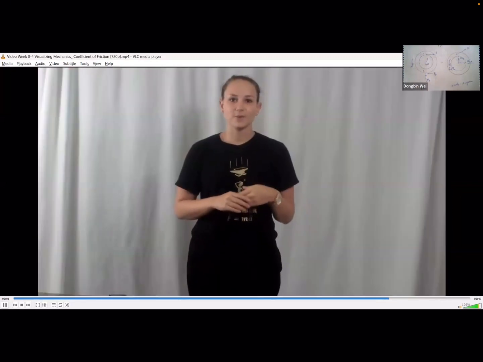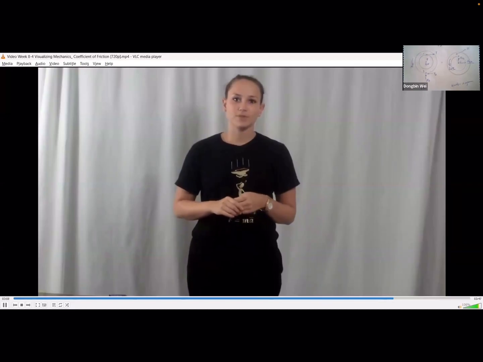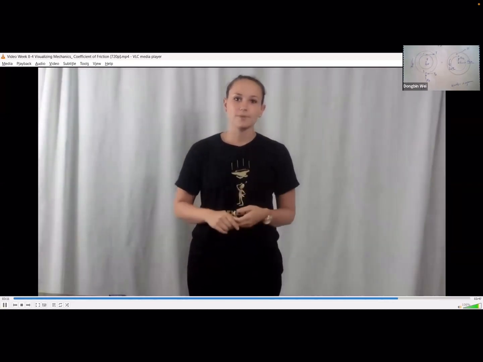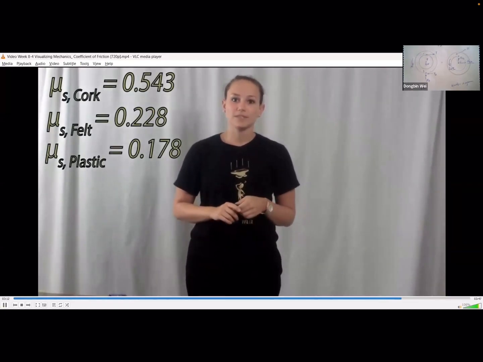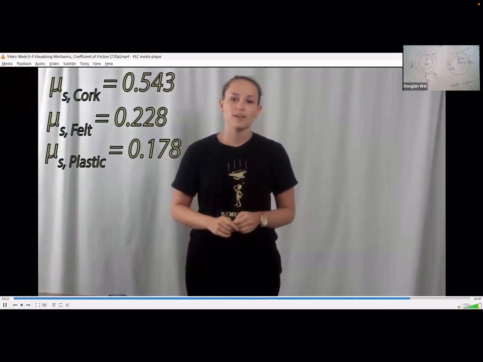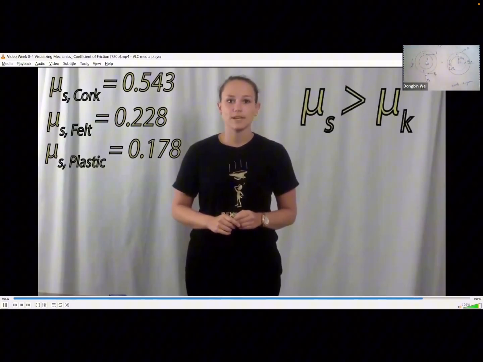As you can see, it requires more force to make a cart start to move than it does to keep it moving. It also depends on the surface of the cart. As the roughness of the surface increases, so do the coefficients of friction and the applied force. This allows us to conclude that the force acting on the carts is proportional to the coefficients of friction, and that the coefficient of static friction is larger than the coefficient of kinetic friction.